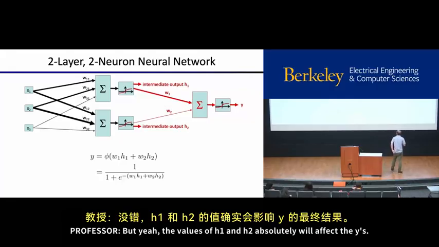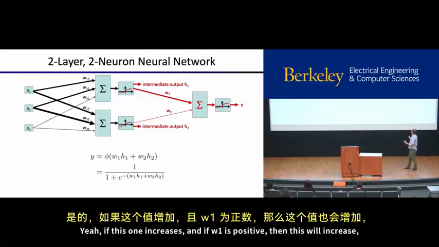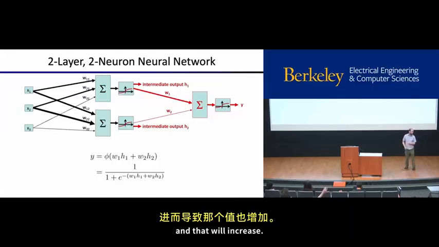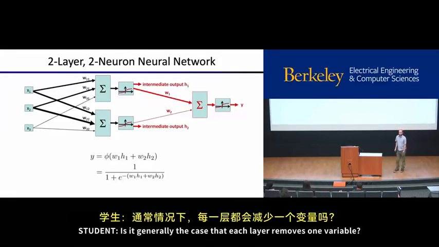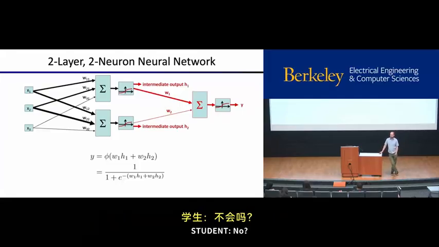The values of h1 and h2 absolutely will affect the y's. If this one increases, and if w1 is positive, then this will increase and that will increase. Same down there. Okay. Is it generally the case that each layer removes one variable? No.